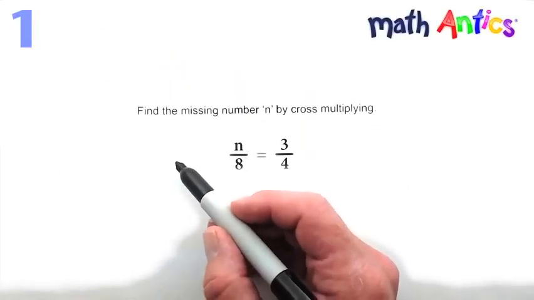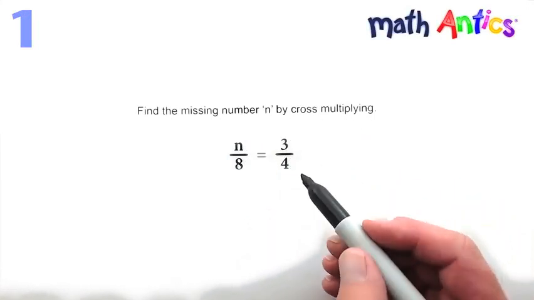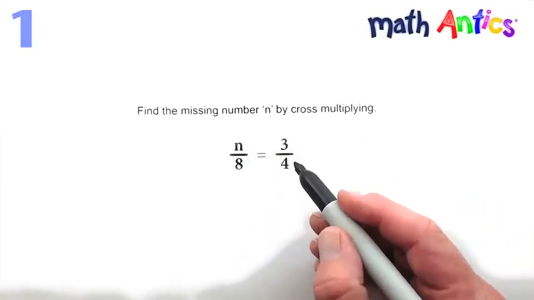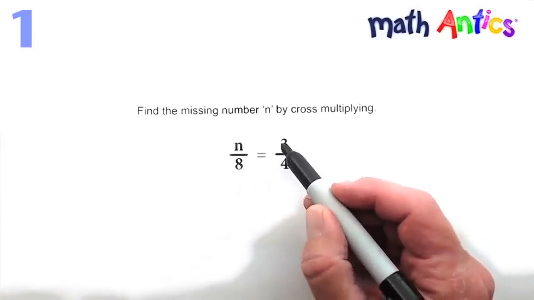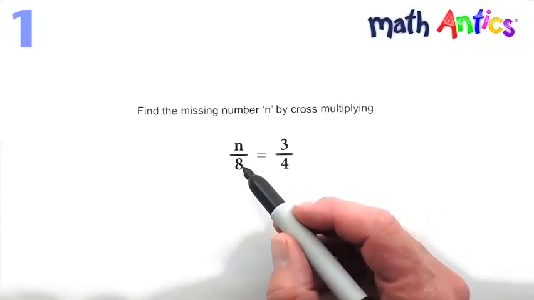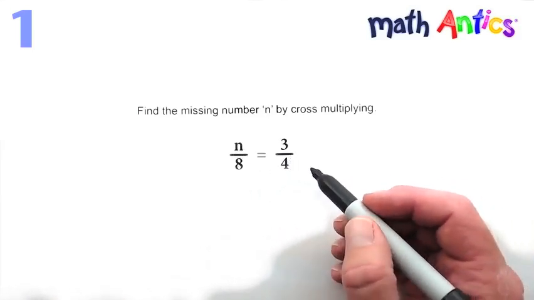Okay, our first problem says find the missing number n by cross multiplying. Now, before we do that, I want to clear up something that might confuse some of you when you see this problem. You may say, wait a second, isn't this an equivalent fraction? A fraction equals another fraction. And I thought this video was about proportions.